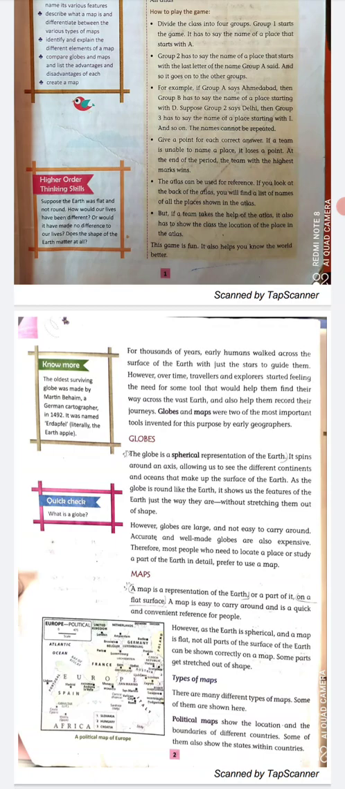The globe spins around an axis, allowing us to see the different continents and oceans. When we spin the globe, we are able to study the oceans and continents. Okay, do you know how many continents and how many oceans there are? Yes, there are 7 continents and 5 oceans.